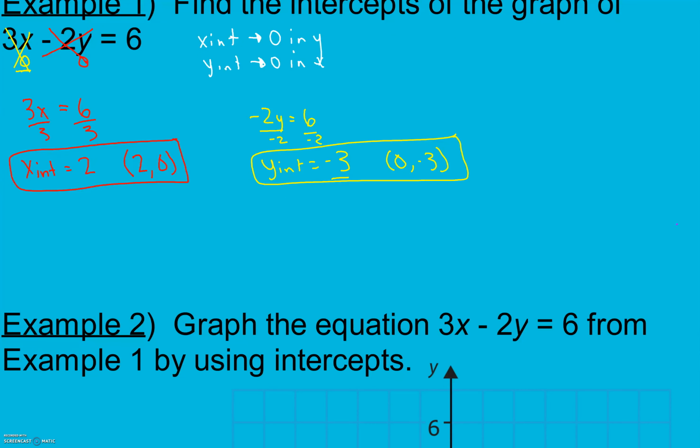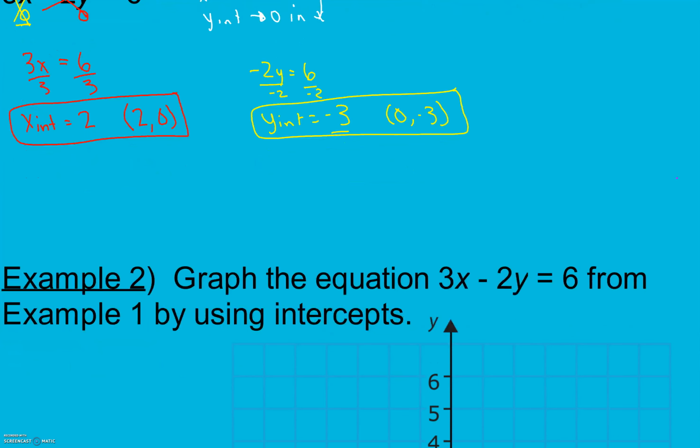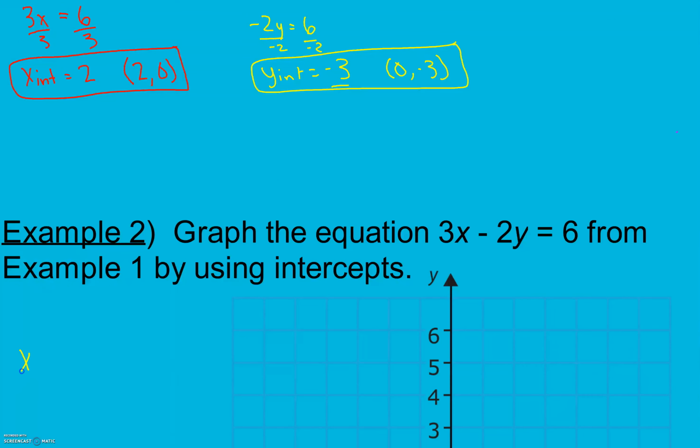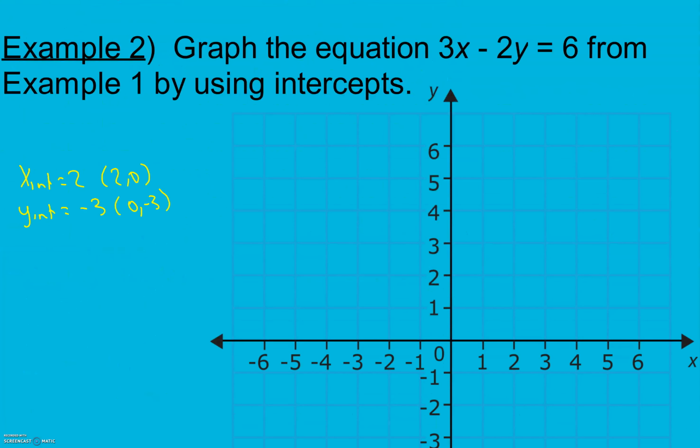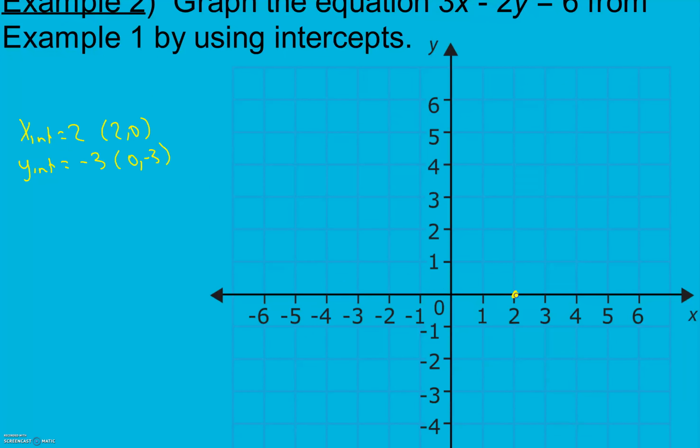Now here we're going to graph example 1. We said our x-intercept was at 2, or the point 2, 0, and our y-intercept was at negative 3, or the point 0, negative 3. So our x-intercept is 2. That's where it crosses our x-axis, or we can graph the point 2, 0. My y-intercept is negative 3. That's where it crosses my y-axis, or I can go with the point 0, negative 3. Either way, it gets us to the same spot.